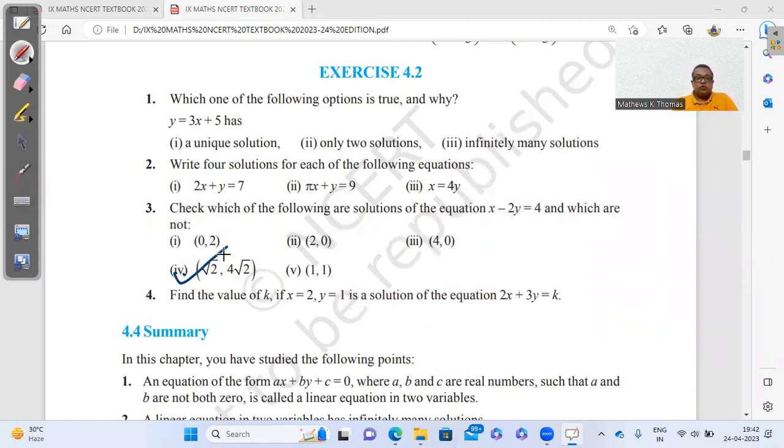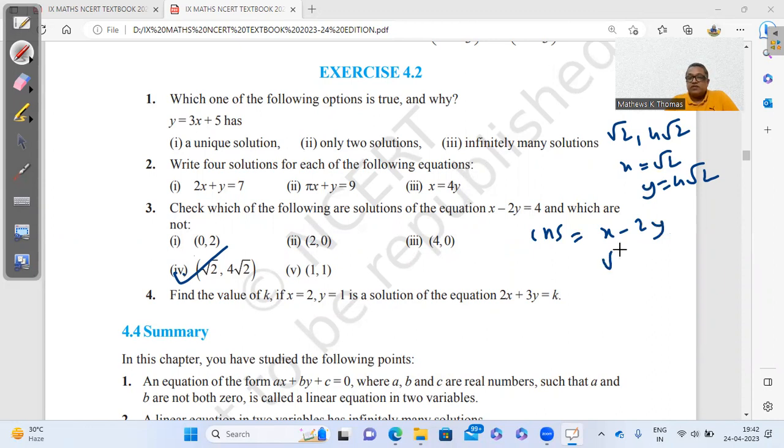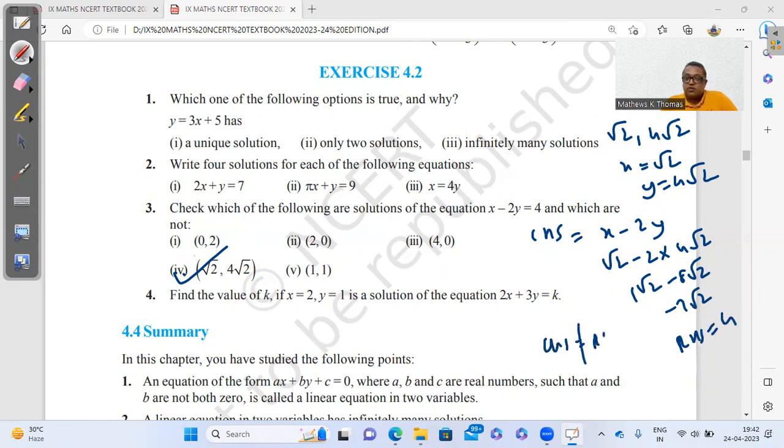Okay. Then we go to the fourth part, (√2, 4√2). That means x is √2, y is 4√2. And here when I'm solving LHS, x minus 2y, what will I get? Instead of x, I'm putting √2. 2 into y value, 4√2. So √2 minus 8√2. What is the coefficient here? This means 1√2 minus 8√2. They are like terms, so we can solve this. 1 minus 8 is minus 7. So we get minus 7√2. But RHS is 4. So obviously LHS is not equal to RHS. This is not a solution. So these are all not solutions except for this.